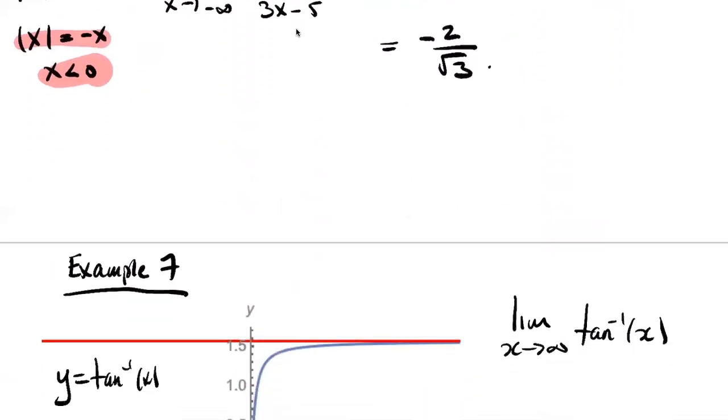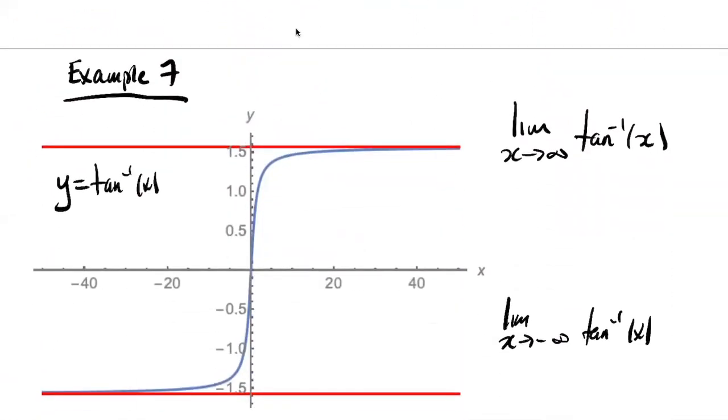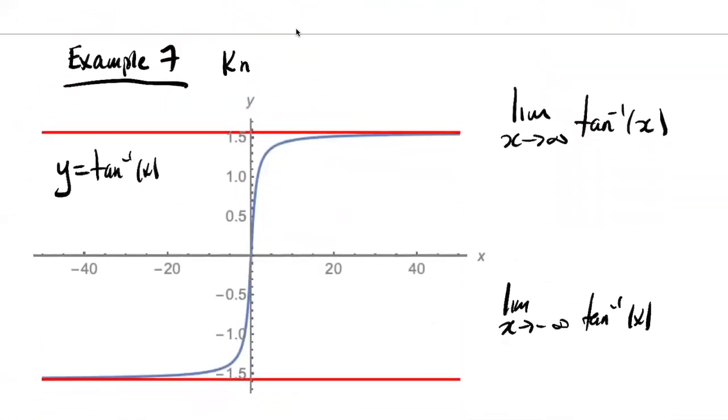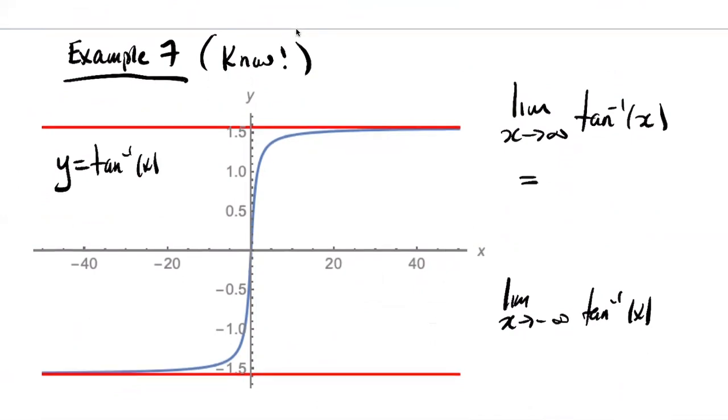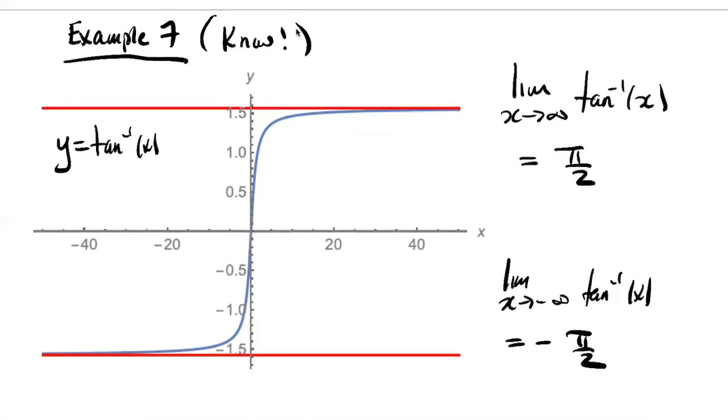Let me just end with one more example. This is just sort of a fact that I want you to know. The inverse tangent function, maybe you can recognize its graph. It's the reflection of the tangent function between -π/2 and π/2. And so its horizontal asymptotes are those values. The inverse tangent function approaches π/2 as x goes to positive infinity and approaches -π/2 as x goes to -infinity. Right, so those are its horizontal asymptotes.